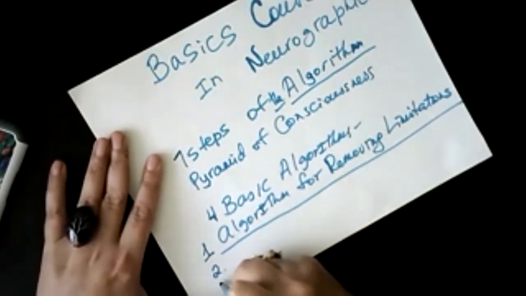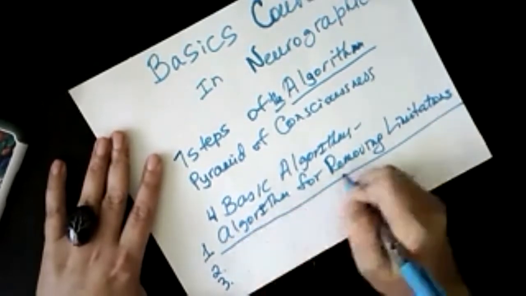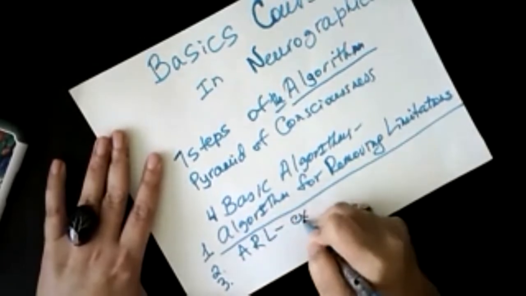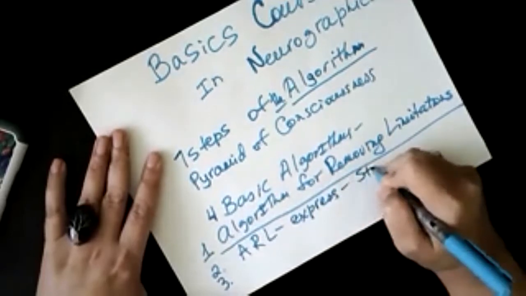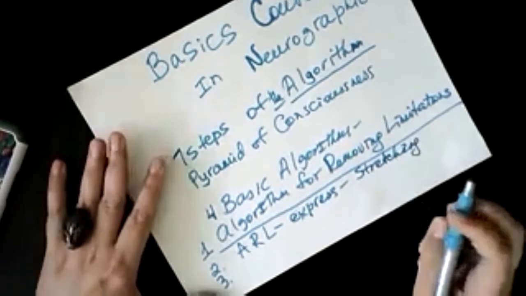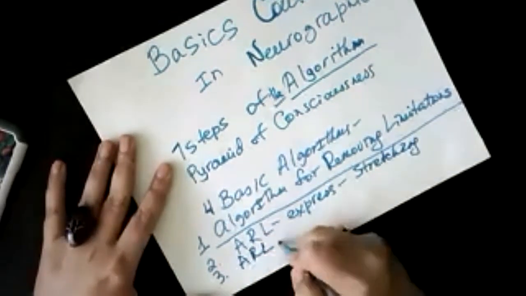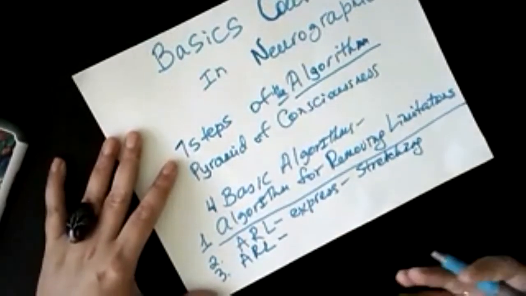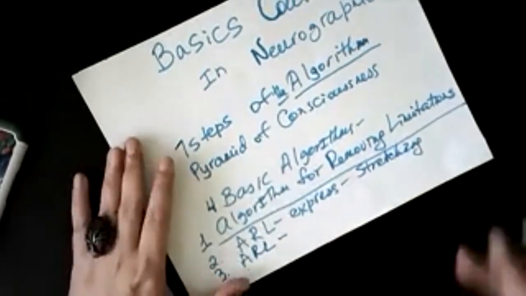Algorithm number 2 and 3 will be 2 variations of ARL. That's short for algorithm for removing limitations. Express. One will be express stretching. It's called stretching, where I teach you, and that has worked wonders for many people, how, let's say you have a situation where you need to remove limitation, where you are stuck in some kind of situation. You need to achieve some kind of result quickly.